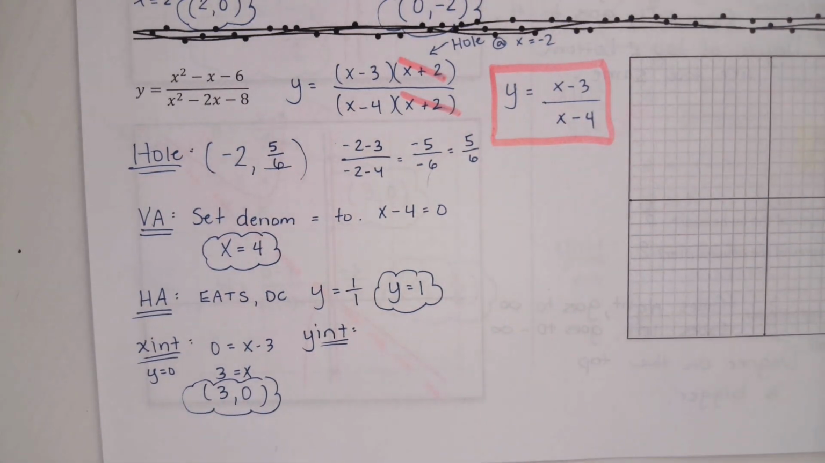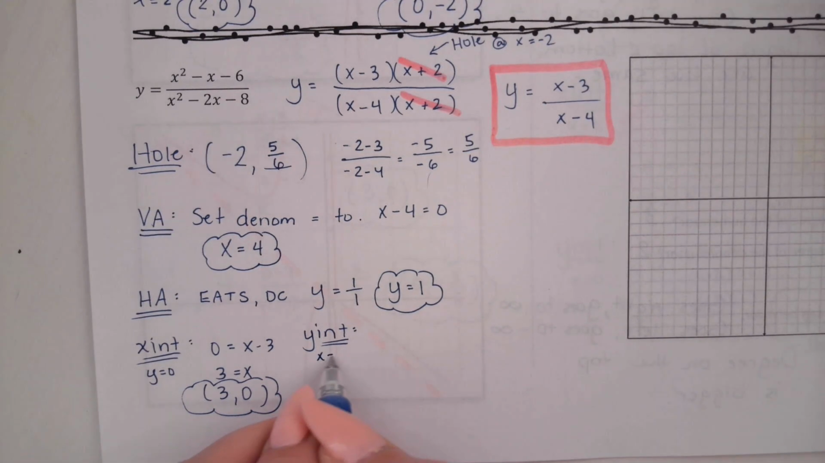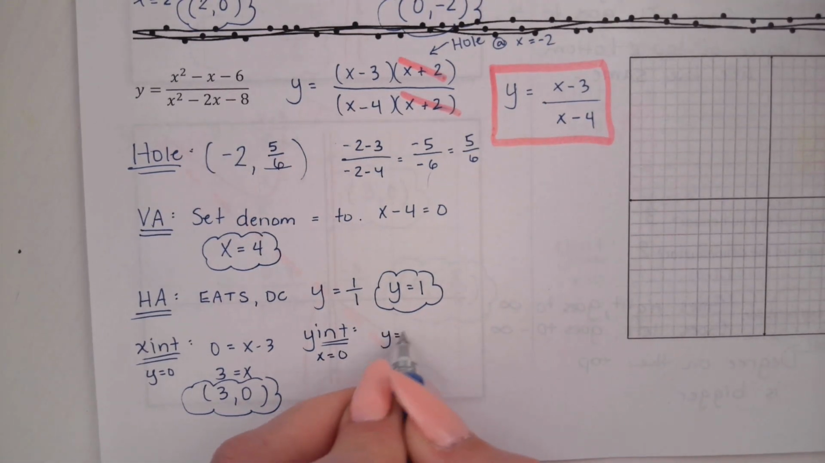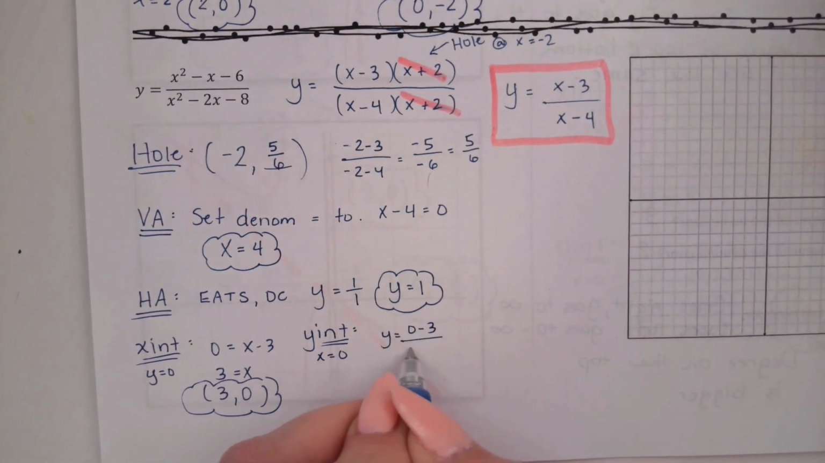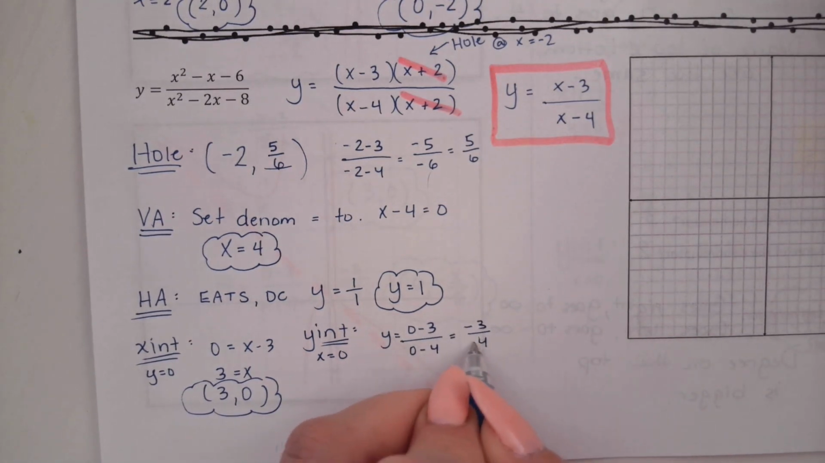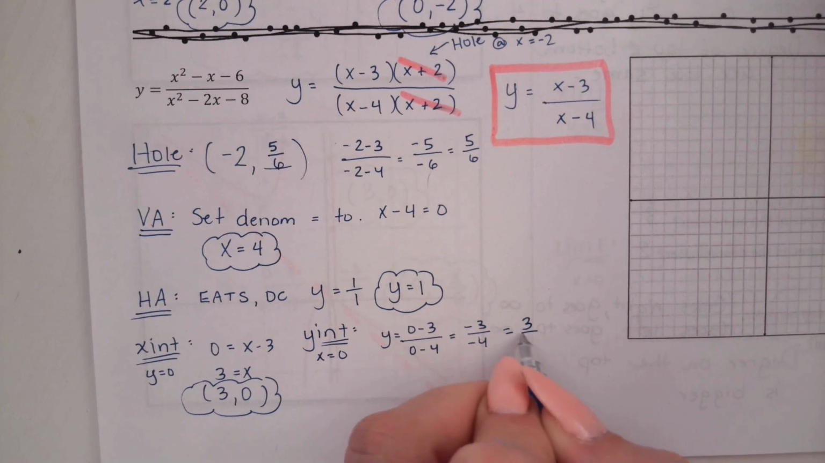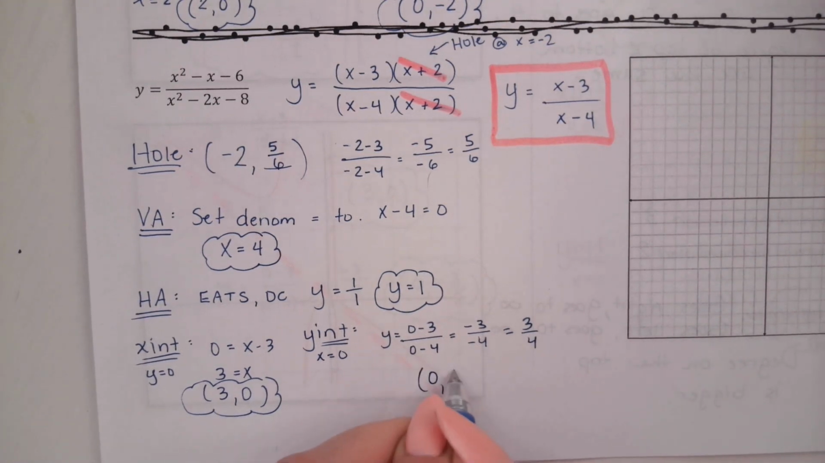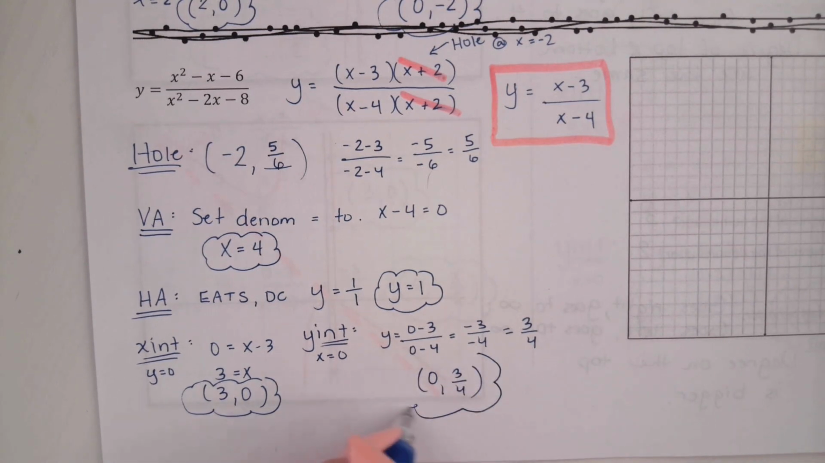And then lastly, the y-intercept. Plugging in 0 for x. So that'd be 0 minus 3, negative 3 over negative 4, which is 3 over 4. So that would be the point (0, 3/4). Alright, everyone catch up and then we'll graph it together.